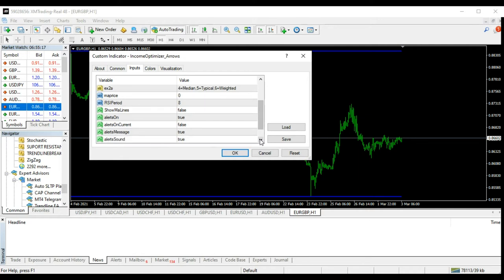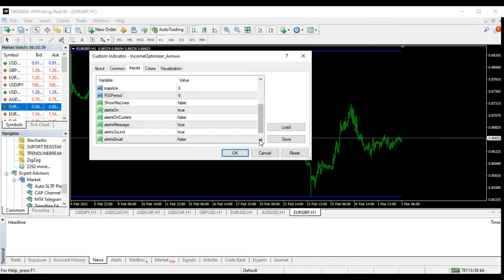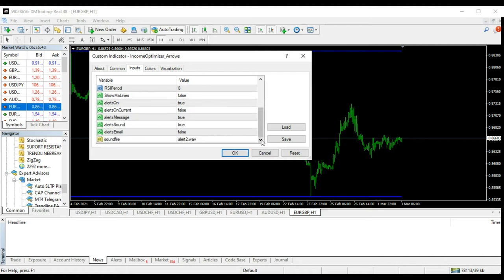I do things like show MA lines, no. Alert is on, yes. Make sure your alert is on, because if not, you cannot get signal. Alert on current, I put false. Alert message, yes. Alert sound, yes. Alert message is the one that will send the alert to your phone, and you can use your phone to enter the trade. Alert email, well, this one too, if I like, I turn it on.